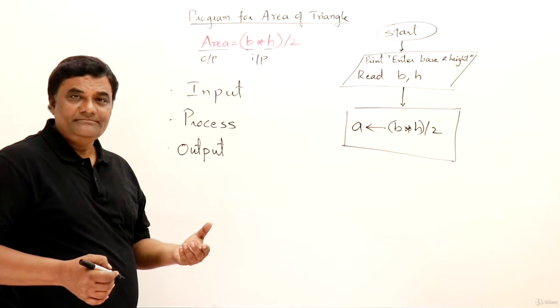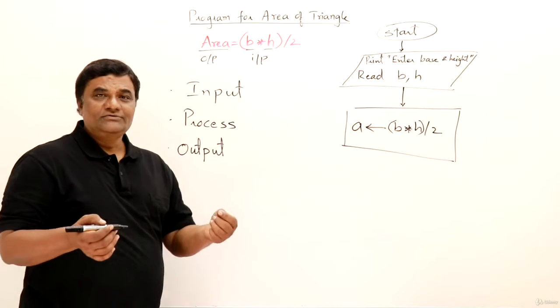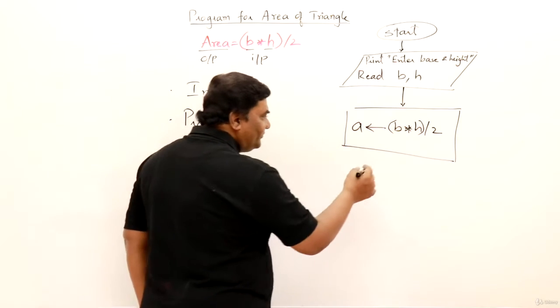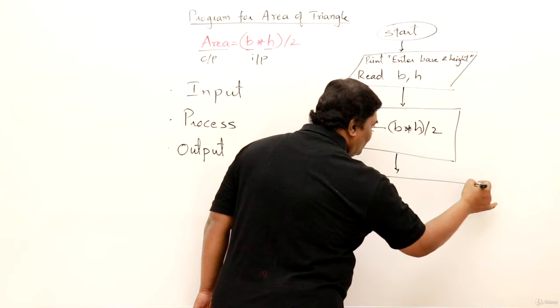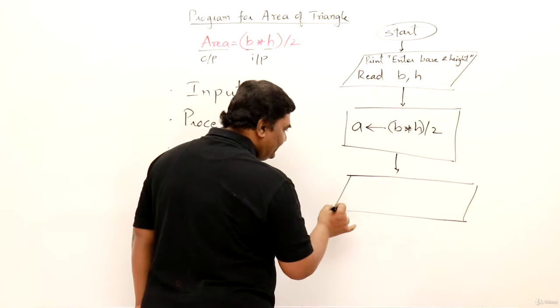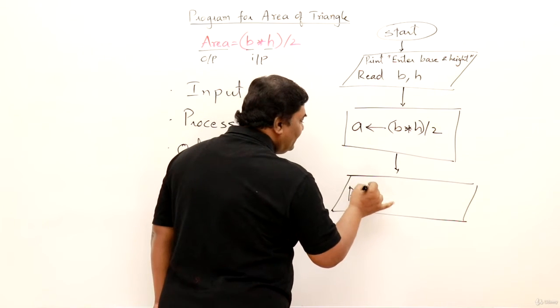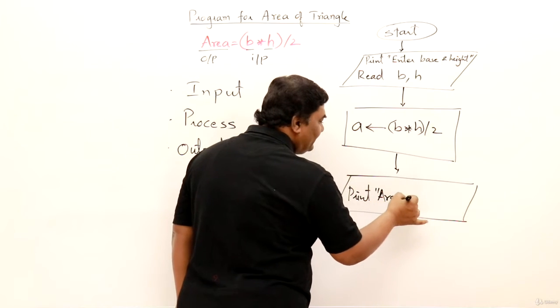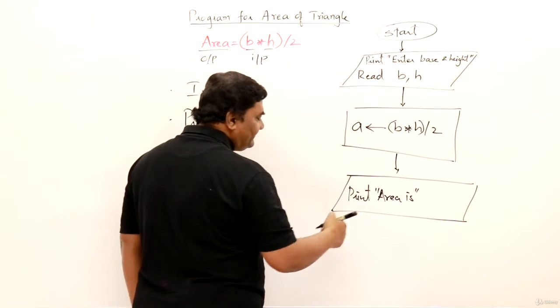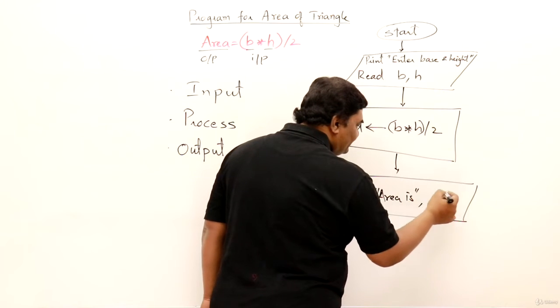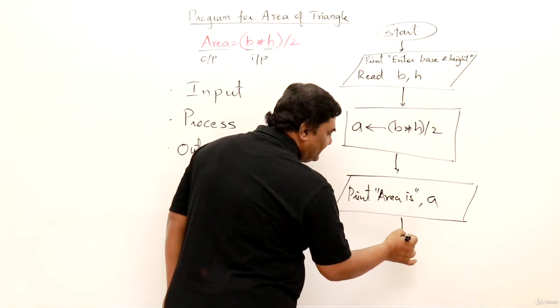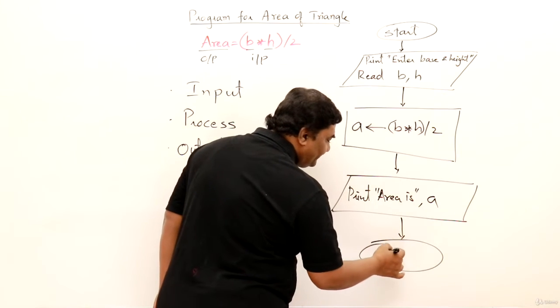I have to give you the result. I should tell you that area is so and so. So next is again output. For that, in the parallelogram or output box, I should say print "area is", right? This is the message I am giving you. The messages are written in quotes. Then next is A, as I have the result in A. So that's all. This is the output, end of the flow chart.